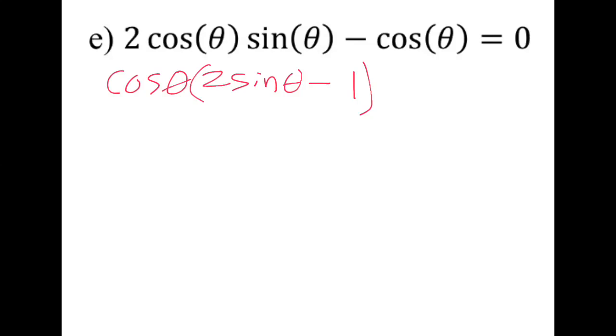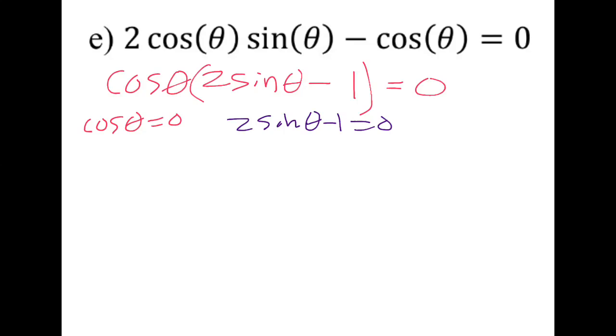Check that real quick. Cosine theta times 2 sine theta is 2 cos theta sine theta. Cosine theta times negative 1 is negative cosine theta, and that equals 0. So now we have a zero product property here. We need to know, when does cosine theta equal 0? And when does 2 sine of theta minus 1 equal 0?